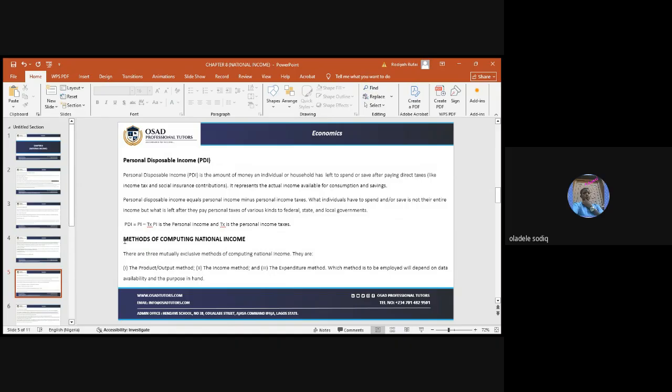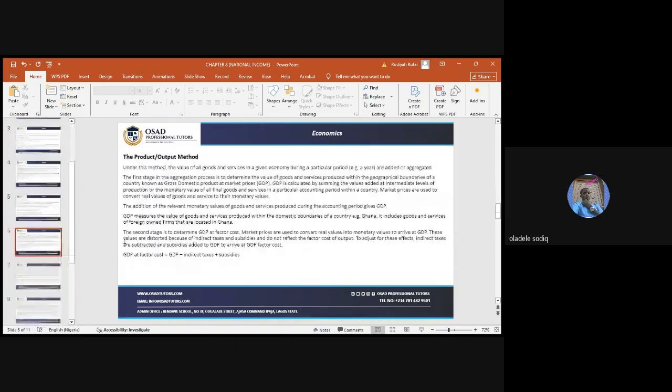Then what are the methods of computing national income? We have three methods. Please take note of that, you can be asked in exam. There are three methods of calculating national income. The first one is what we call the product output method. The second one is the income method. And the third one is the expenditure method. For you to know which method to use, it depends on what? The data that you are given in the question. The data given in the question will determine which method you have to use.